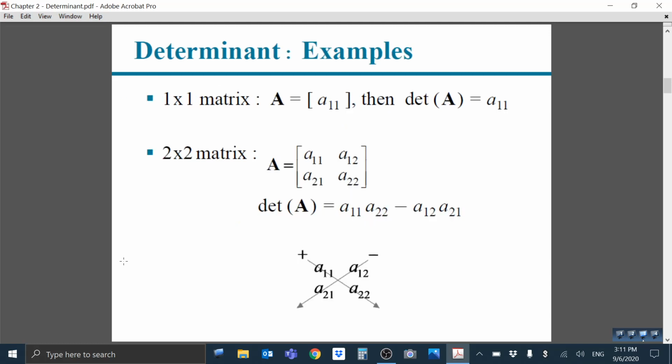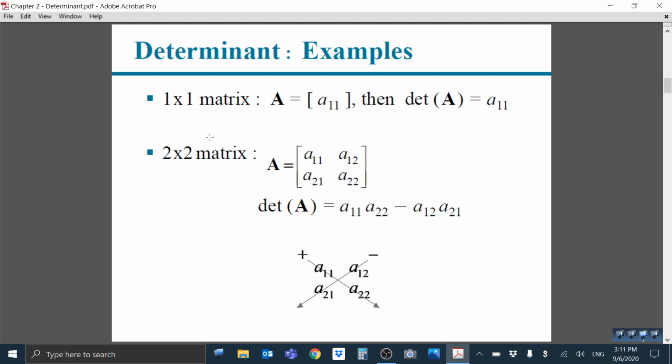So let's see how it works. For a 1 by 1 matrix, it's simple. There's only one element, so the determinant is the element in the matrix. We don't have many of these cases, so that one is just a remark.